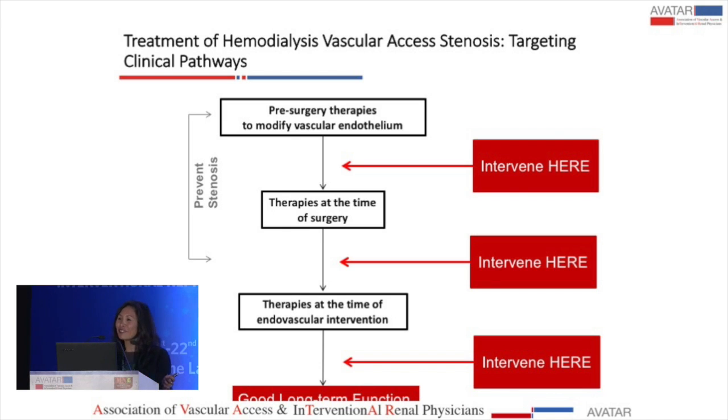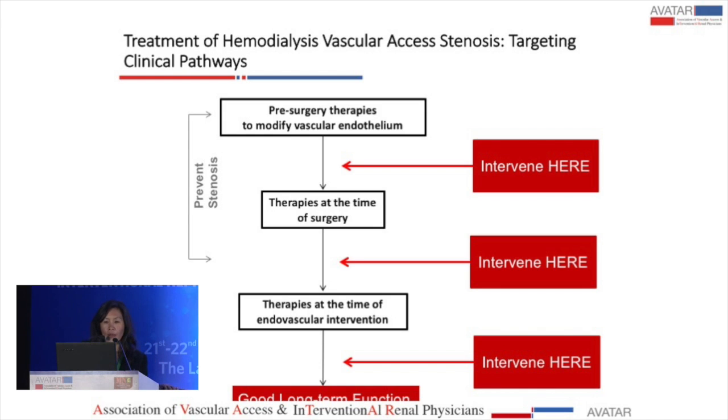So what we have left is really our vascular access team and our clinical pathway. We all know we see patients at least 3 times: before surgery, at the time of surgery, and if the patient develops a problem after surgery. So we can actually have therapeutics before surgery to modify the endothelium, therapies at the time of surgery, and hopefully these will prevent stenosis. And if the stenosis does occur, then we can have therapies at the time of endovascular intervention. And with all of these interventions, hopefully we can have good long-term function.